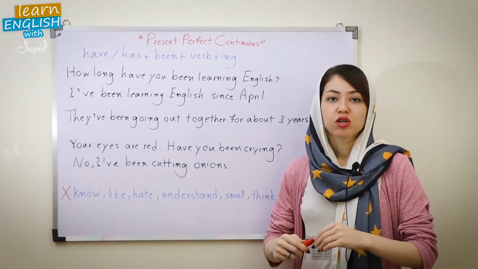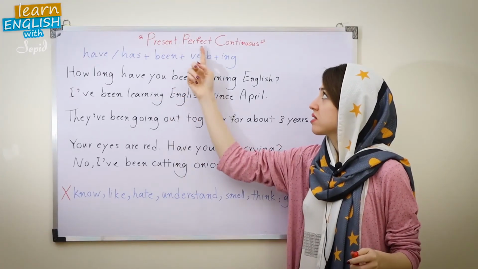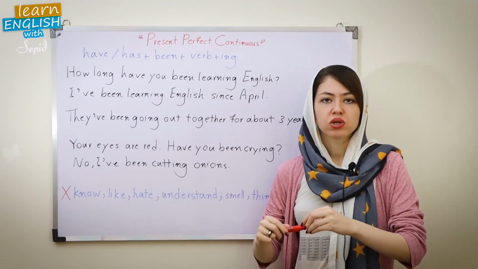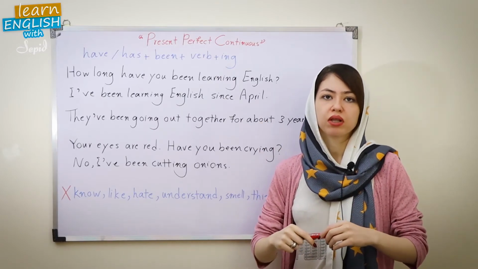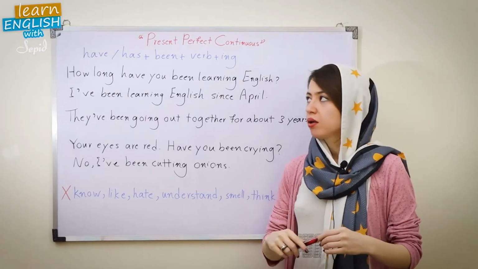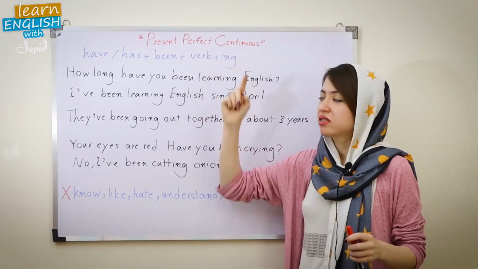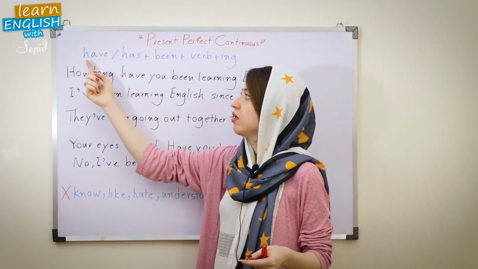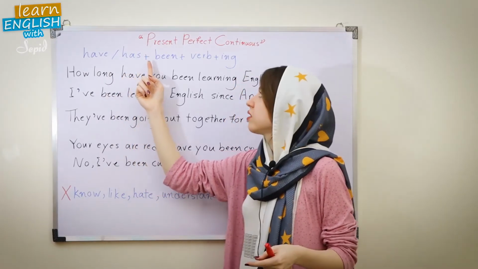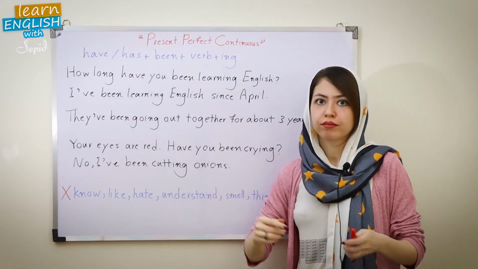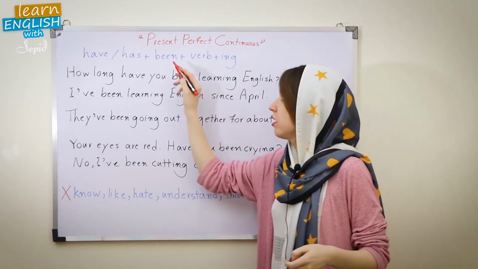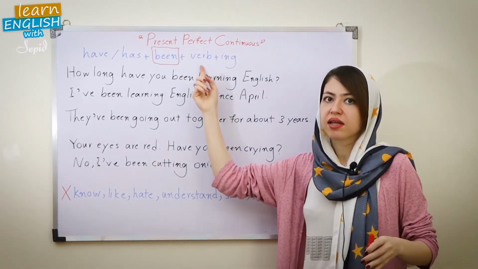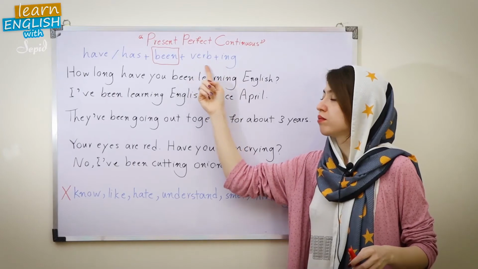Now, in this part, we are gonna talk about present perfect continuous. Okay, so present perfect simple was like that. Have or has plus past participle. Okay, but in present perfect continuous, you should follow another formula. So pay attention to the formula. Have or has plus been. Been is the fixed part, okay? So after have or has, you should put been, then your verb, and the ing form of the verb, okay?